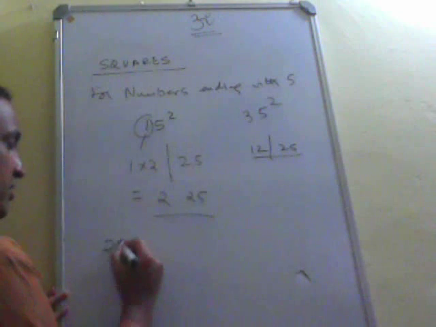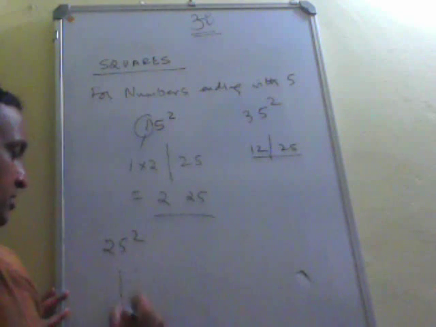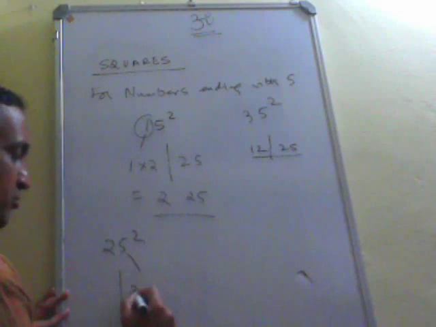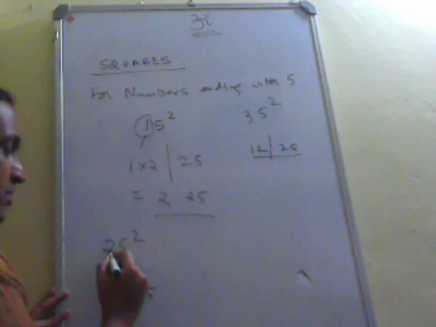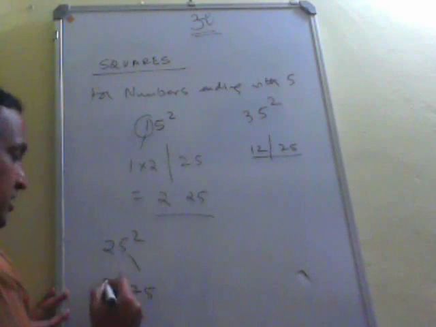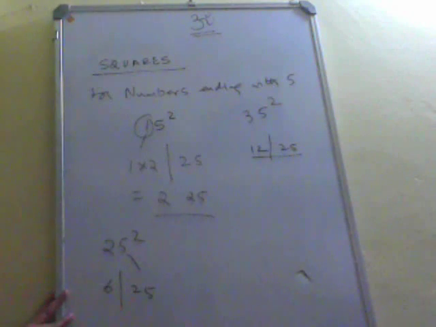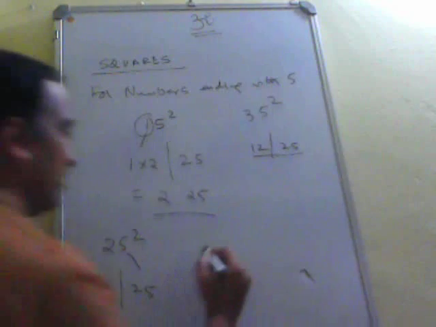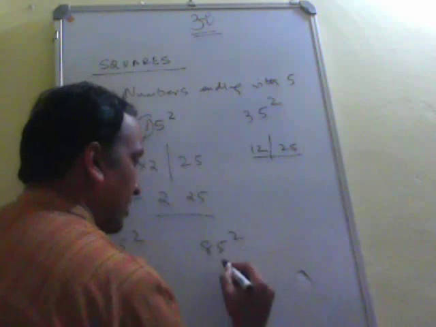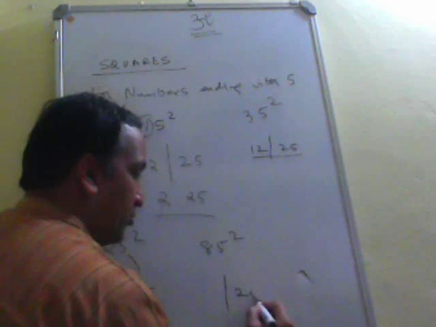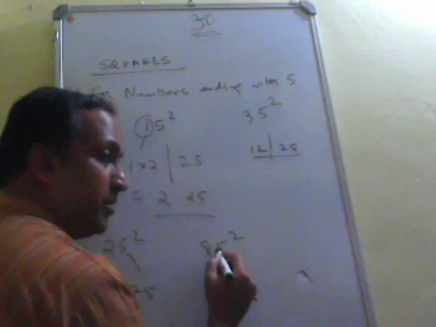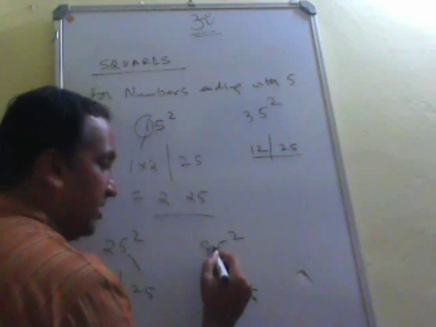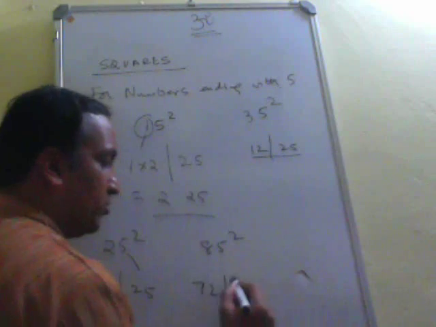Let us take 25 square. You just put 25. 2 plus 1 is 3. 2 into 3 is 6. So 625. Now I will go for 85 square. Put 25. 8 into 8 plus 1, which is 9. 8 nines are 72. So 7225.